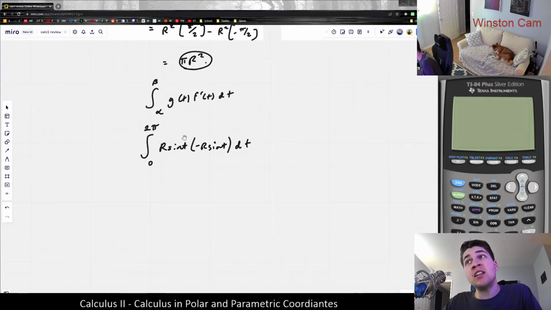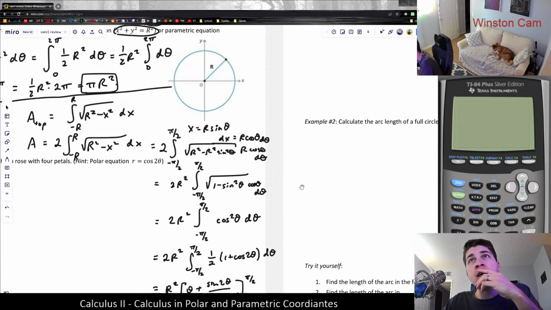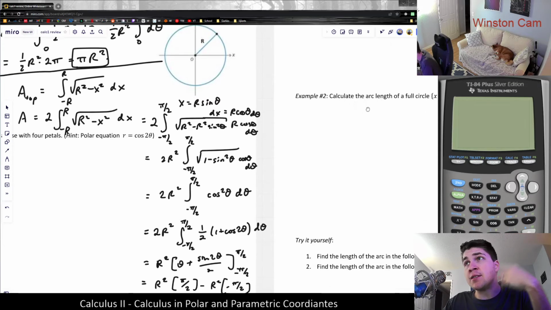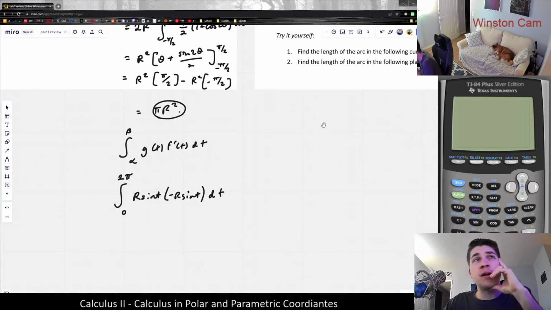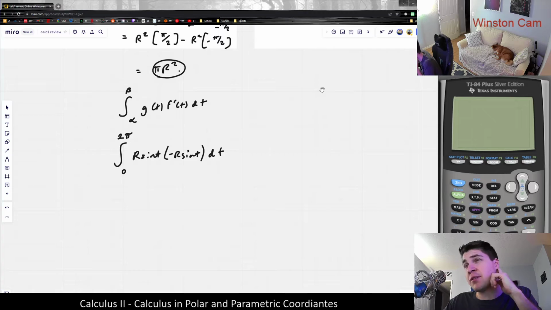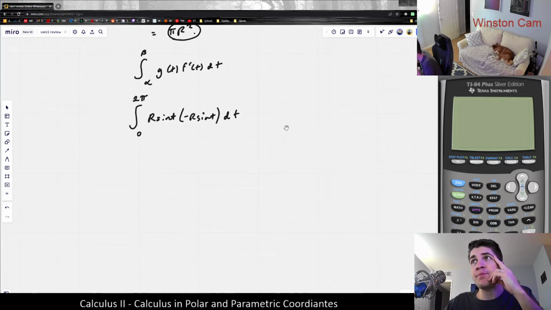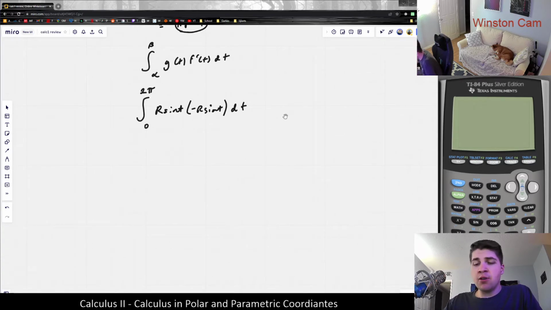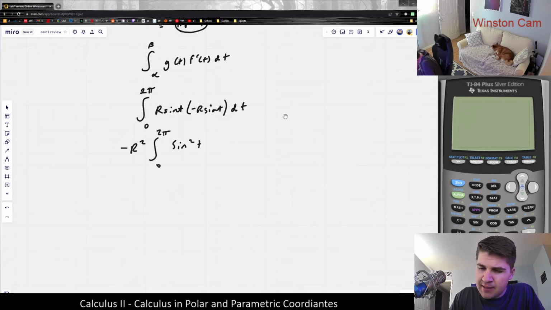A reminder, this could give us the wrong sign. The answer could be negative if we're going clockwise versus counterclockwise, based on the direction of the parameter as it flows, as we saw in a previous example. If our answer ends up being negative, we know that we probably should have set it up in the reverse order. But let's not waste our time trying to figure that out right now. We could pull the negative r squared through, and what we'd be left with is the integral from 0 to 2 pi of sine squared t dt.